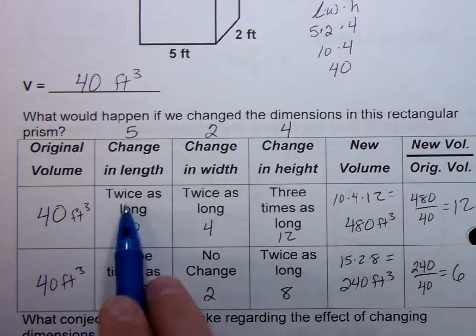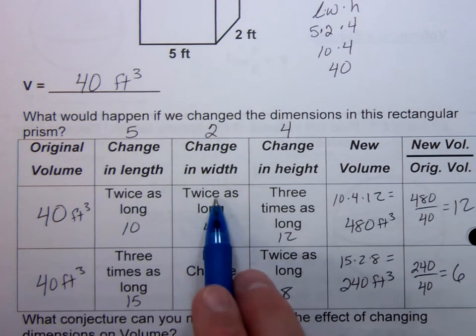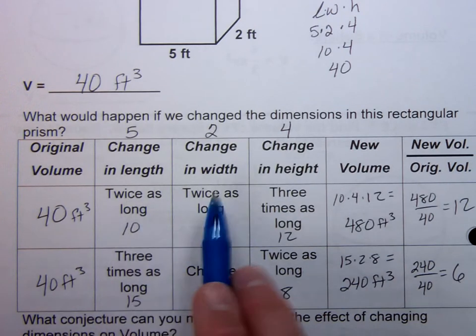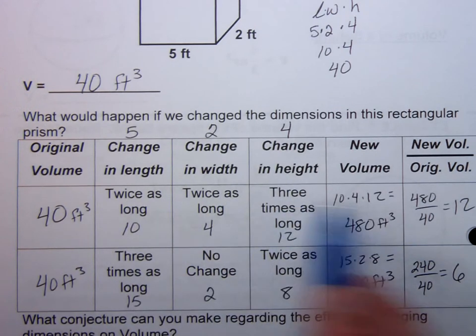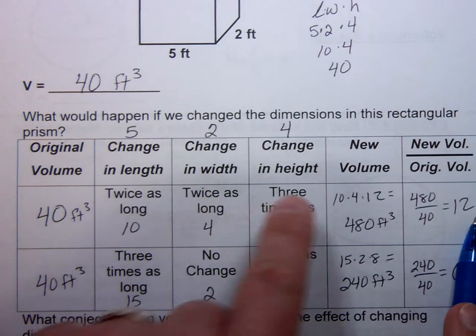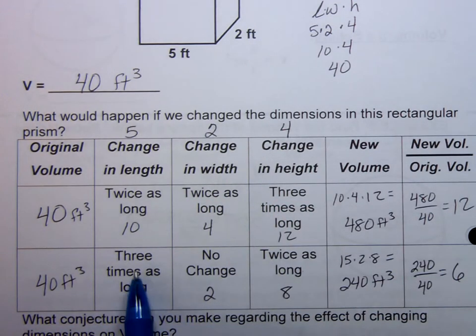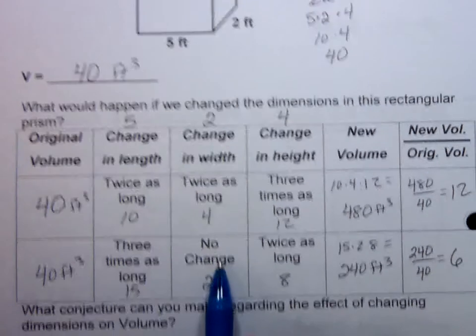Well, we doubled this, and tripled this. 2, 2, and 3. 2 times 2 is 4, times 3 is 12. 2 times 2 times 3 is 12. Right here, we multiplied the length by 3. If there's no change to the width, that means we multiplied by 1.